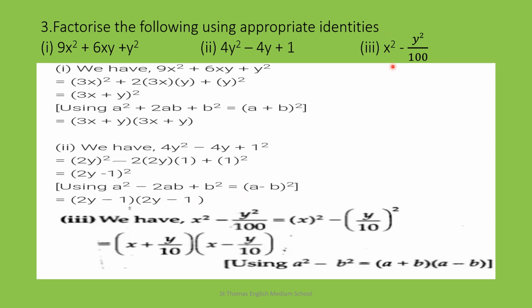Now question number 3, that is x square minus y square upon 100. It is a polynomial of degree 2, but it is having only 2 terms and the sign is minus. So which is the identity you are having? This x square is a perfect square, you can write it as x whole square, and y square upon 100 you can write it as y upon 10 whole square. That is, you can use the identity a square minus b square. Here a is x and b is y upon 10. That is x plus y upon 10 multiplied by x minus y upon 10.